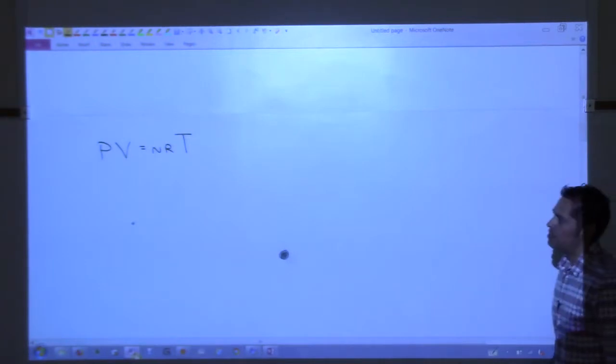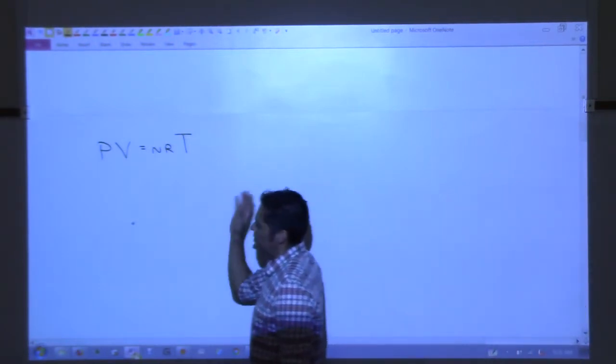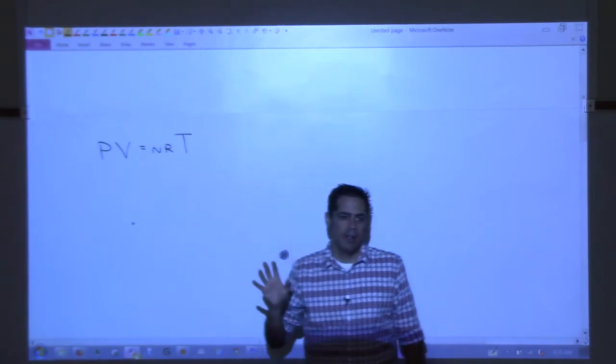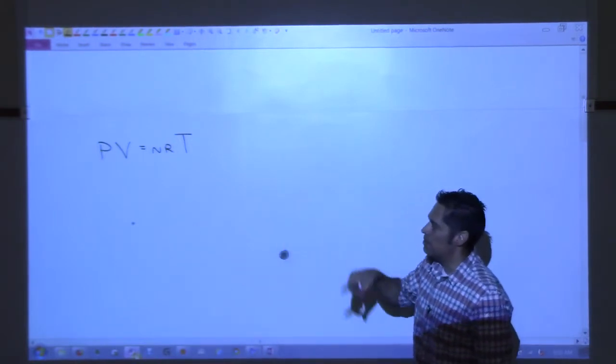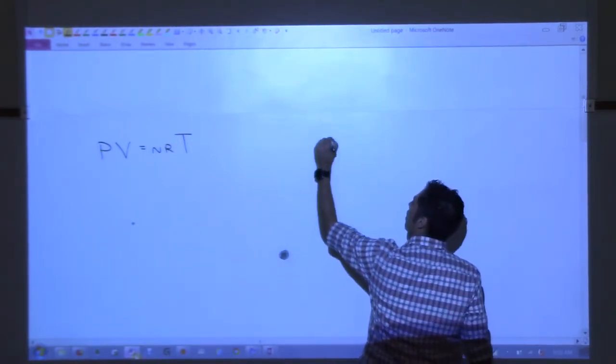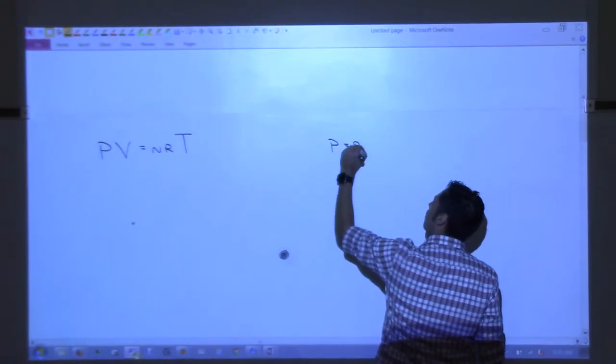Okay. Ideal gas law. Okay, so if you've never seen this, this is an equation. It's been proven to be true, and each of these letters means something. So P stands for pressure.